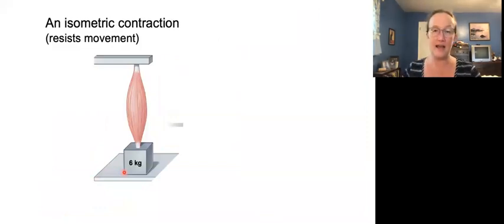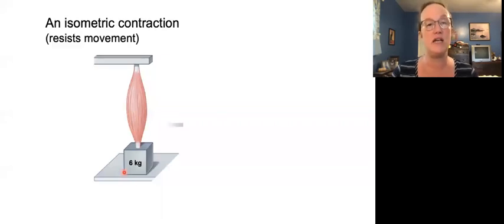Finally, we had isotonic contractions, right? We had concentric and eccentric. And now we have what's called an isometric contraction. Iso means same and metric means length. And in an isometric contraction, there is no change in length of that muscle. So as the muscle develops tension, it stays the same length. And this is the kind of muscle contraction we have when a muscle is resisting movement, when preventing movement from happening.